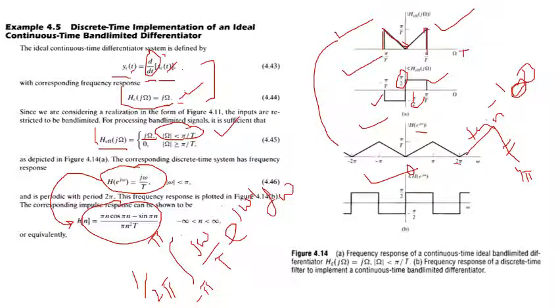So here you are shown, or you are told about, the discrete time implementation of the ideal continuous time band limited differentiator. Okay, so what does this system do? This just takes the derivative of the input signal. Okay, so let's move on to the next slide and see how this differentiator works.